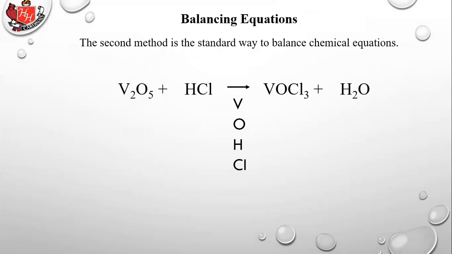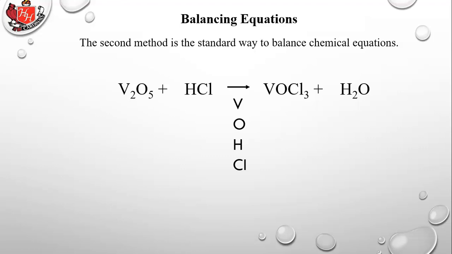A second method is the standard way to balance chemical equations. This is the way you ultimately want to learn to balance the equations, but the box method is perfectly fine. It just takes up a lot of space. So what you do on this one is you list each of the individual elements below the arrow, right in the middle below the arrow. So we have a V, O, H, and a Cl.